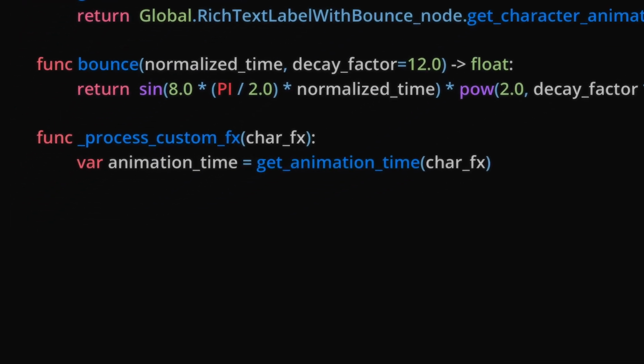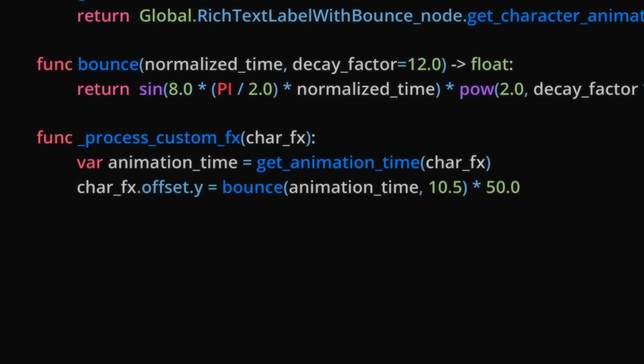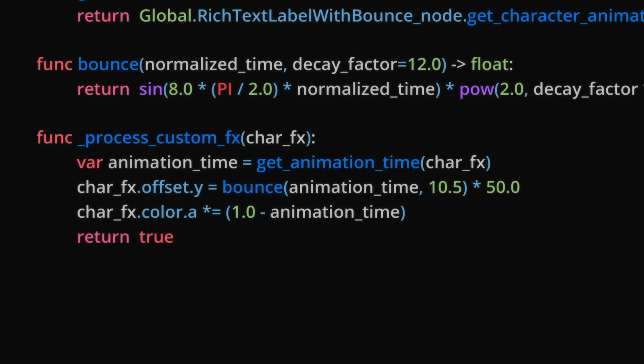In the process custom fx function, create a variable to track the animation timeline of each text character. Then set the y offset to the bounce animation, and apply transparency based on the animation time that has passed for the text character so it appears gradually. Lastly, return true so the effect activates.